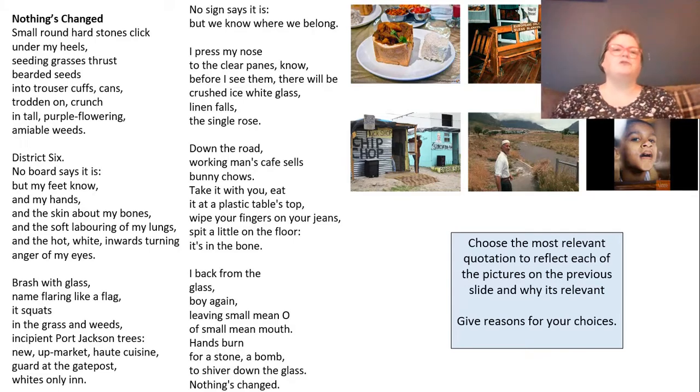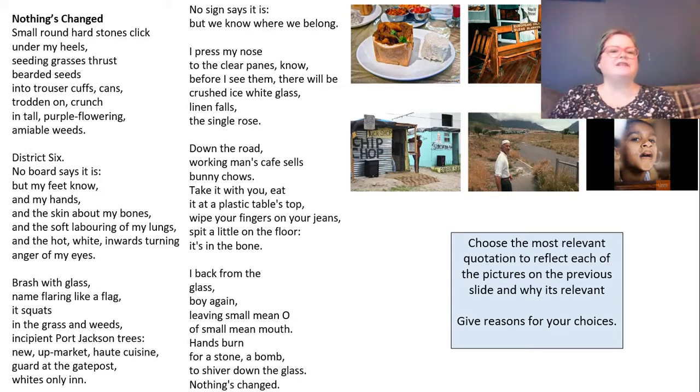Okay, so the poem's called Nothing's Changed. Small, round, hard stones click under my heels. Seeding grasses thrust bearded seeds into trouser cuffs. Cans trodden on, crunching tall, purple, flowering, amiable weeds. District 6. No board says it is, but my feet know, and my hands, and the skin about my bones, and the soft labouring of my lungs, and the hot, white, inwards turning anger of my eyes.